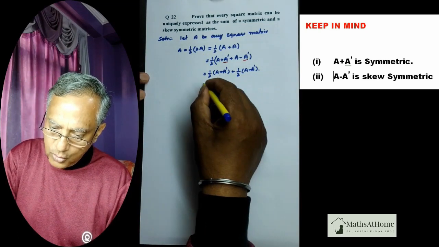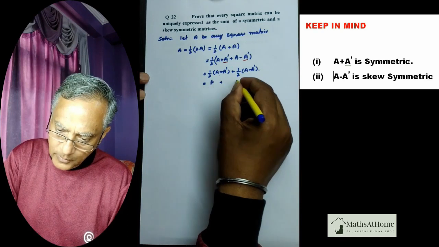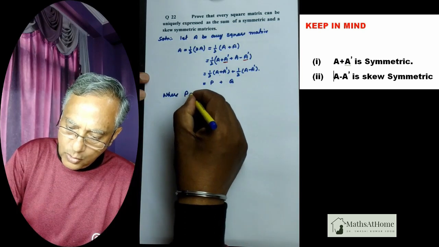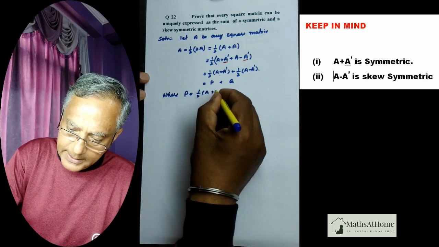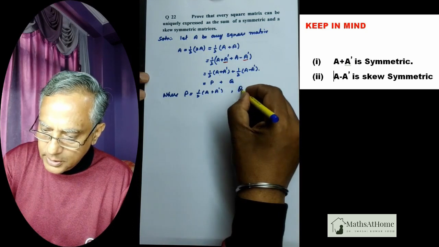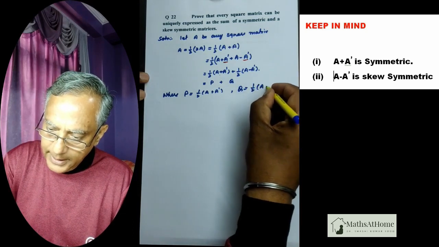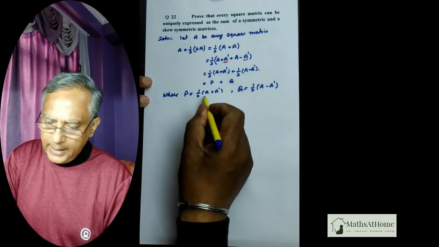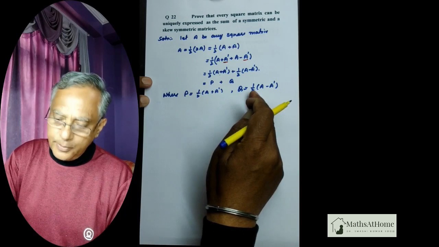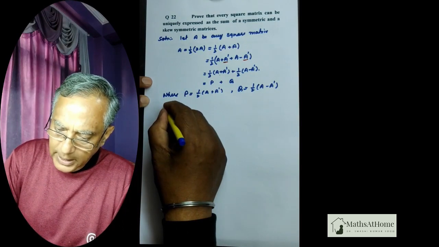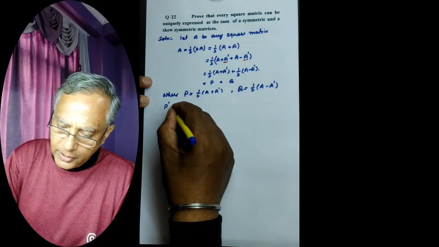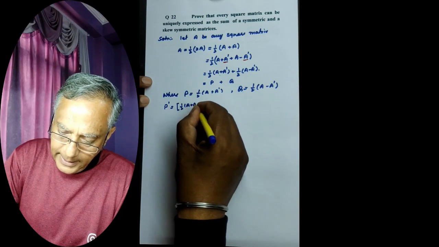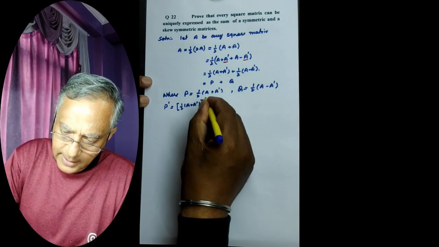So this is equal to, say, P plus Q, where P is equal to 1 by 2 into A plus A dash and Q is equal to 1 by 2 into A minus A dash. And we shall now prove that P is symmetric and Q is skew symmetric. So first we prove that P is symmetric. So P dash is equal to 1 by 2 into (A plus A dash) whole dash.